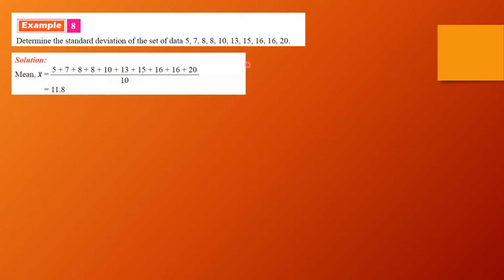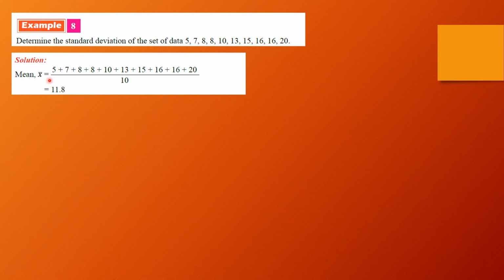Next, we look example 8. Determine the standard deviation of the set of data. So given 5, 7, 8, 8, 10, 13, 15, 16, 16, 20. The relation between standard deviation and variance is standard deviation is square root of variance. So always remember, you want to find variance or standard deviation, the first step is to find the mean.